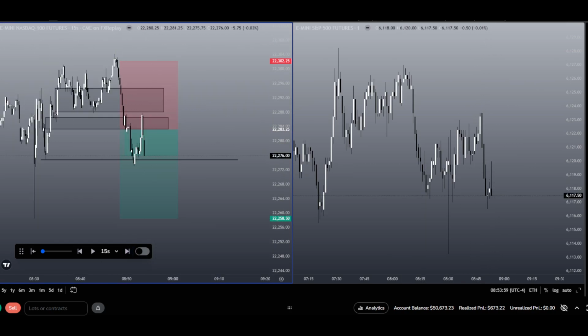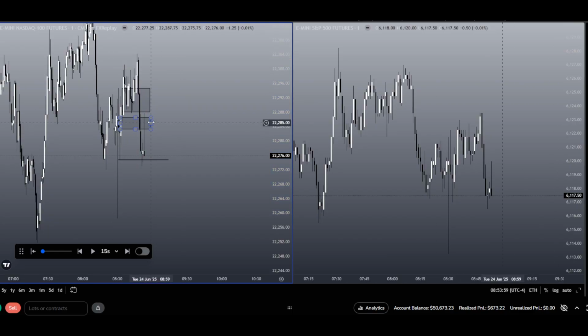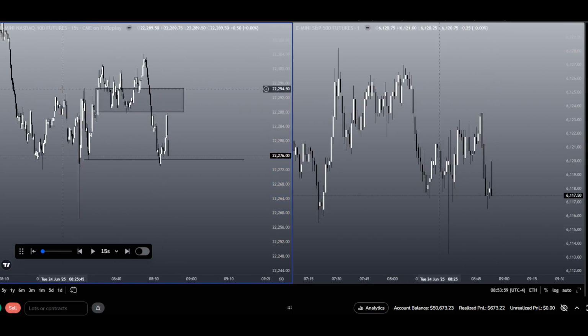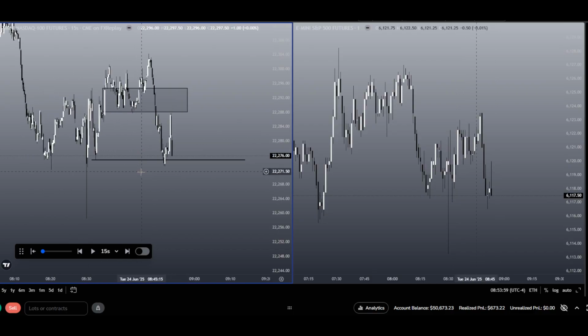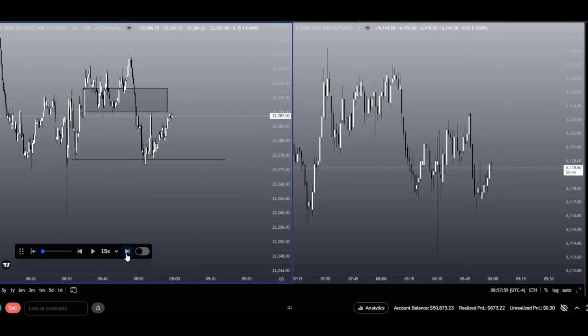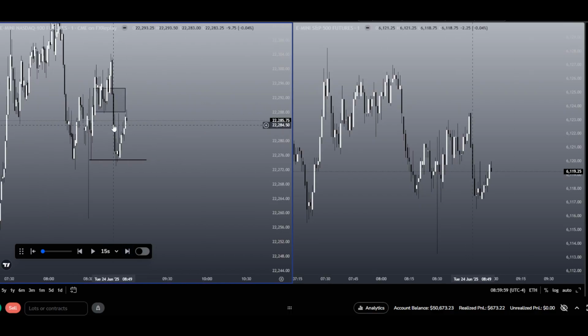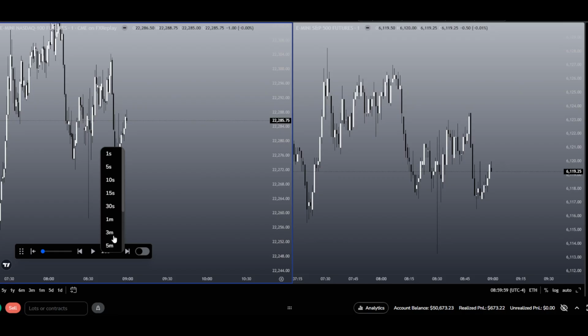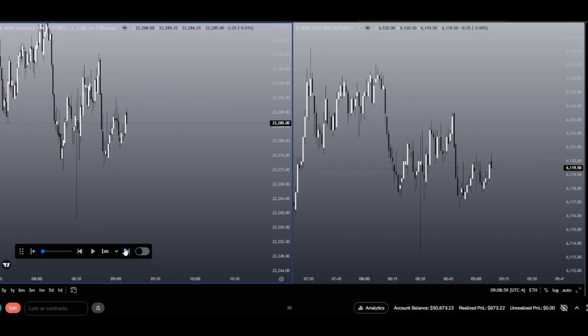Yeah, this is what I thought was going to happen. We're just going to retrace into that. We just outfitted that one. I could re-enter here off this 15-second, and it probably works. Okay, good thing I didn't do that though. Well, I don't take 15 seconds anyways, so it doesn't matter. Probably just wait for something cleaner.